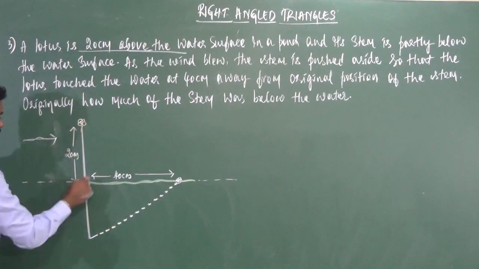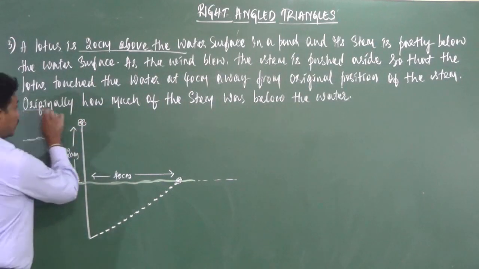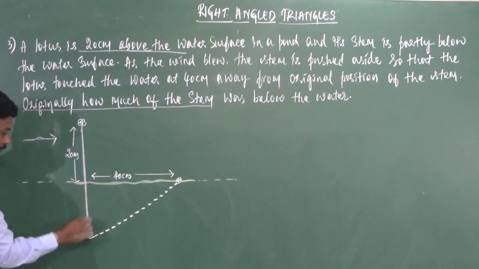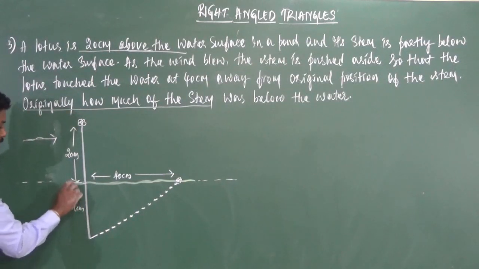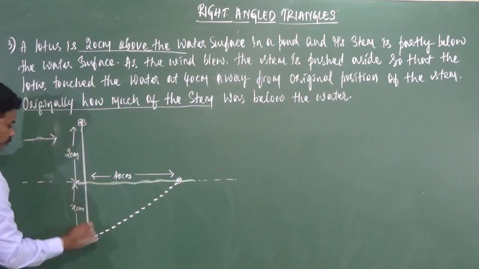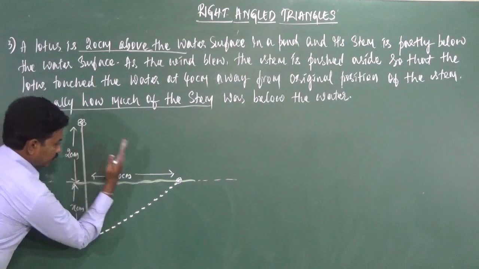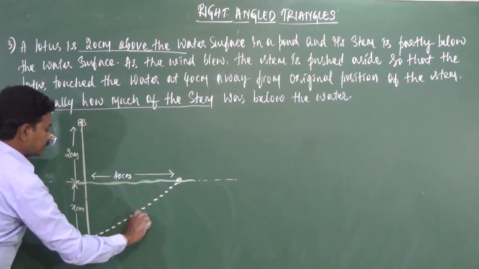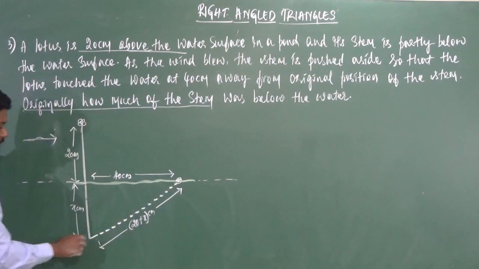So let this be 20 centimeters above the surface of the water, and we have to calculate originally how much of the stem was below the water. So you have to calculate this distance. Let this distance be x centimeters. So from here to here it is 20 plus x, and this entire thing is now below the water. So this distance will be 20 plus x centimeters.